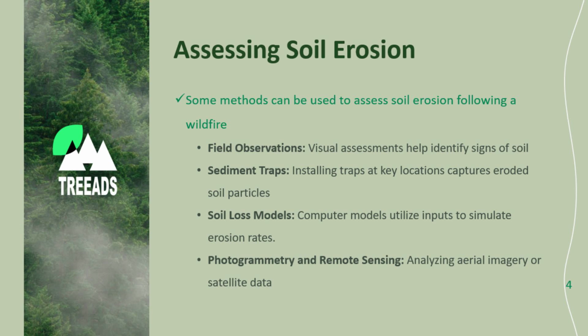D. Photogrammetry and remote sensing. Analyzing aerial imagery or satellite data can provide valuable information on changes in the landscape following a wildfire. These techniques can help identify areas prone to erosion and quantify the extent of soil loss.